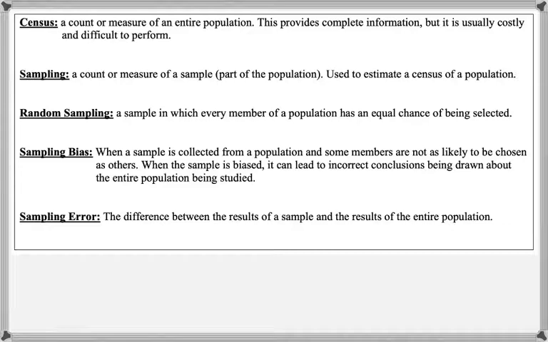A random sampling is a sample in which every member of a population has an equal chance of being selected to that sample.